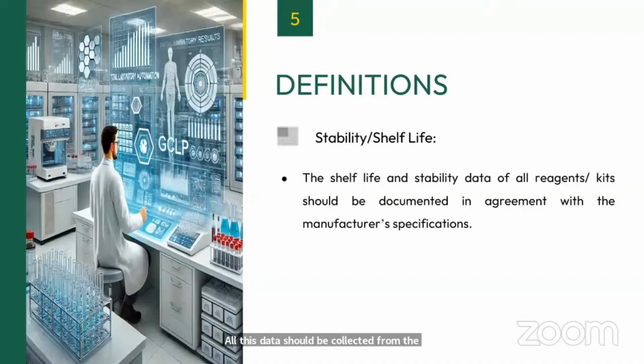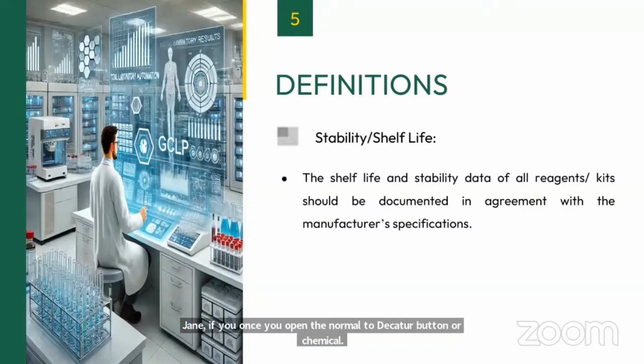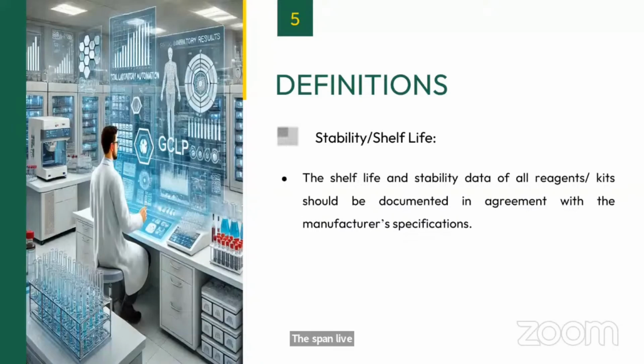So when you receive a chemical or reagent, you will have a manufacturing date and an expiry date. This expiry date is basically the shelf life or the span life of the reagent. But it may change once you open the reagent bottle or once you decap the reagent bottle or chemical, the span life may change. That is called the stability of the reagent, the stability of the open reagent.